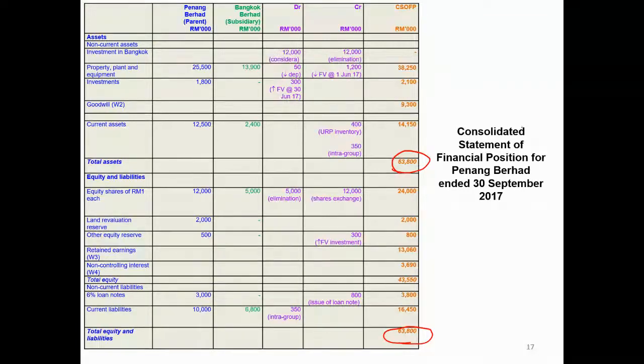Okay. And don't forget, students, always remember to put in your title before you do your worksheet. So the title here is Consolidated Statement of Financial Position for Penang, because Penang is the parent company, for the year ended 30th Sep 2017.